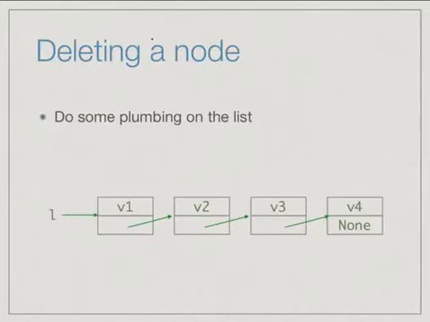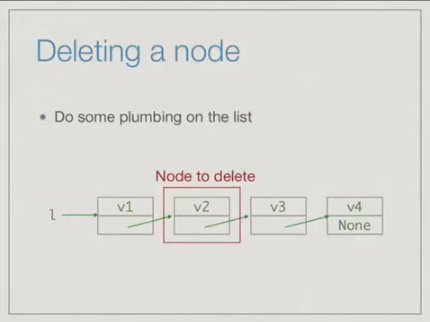What if we want to delete a node? So how do we specify to delete a node? Well, we specify it by value, but let's just suppose we want to delete, say, the second node in this list. Now, how would we delete it?